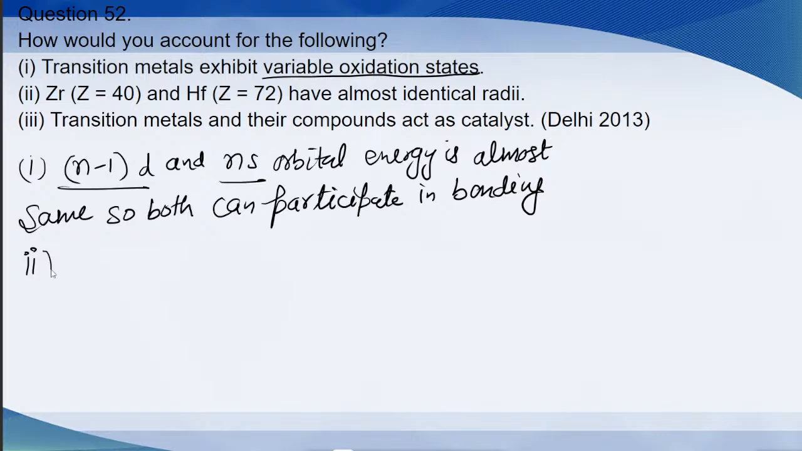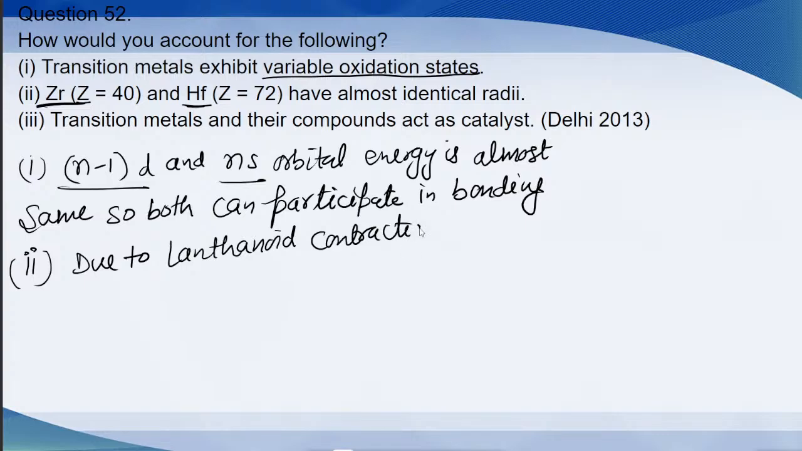Second is a very easy question. Why do zirconium and hafnium have almost identical radii? Yes, it is due to lanthanoid contraction. Because zirconium is from the second transition series and hafnium from the third transition series of the corresponding group. So due to lanthanoid contraction, they have almost similar or identical radii.